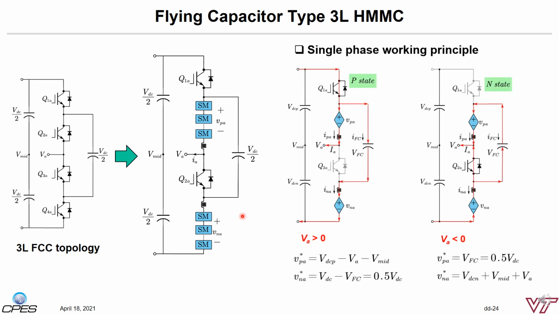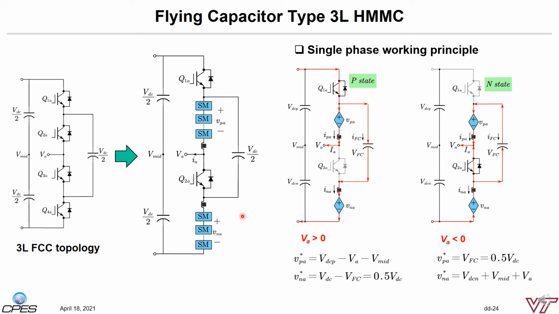We can still call them the upper arm and the lower arm. Similarly, when we deliver a positive AC voltage, we turn on Q1 and turn off Q2. Therefore, the upper arm is connected between the positive DC bus and AC terminal. The arm current is the same as the AC phase current. The lower arm is connected in series with the flying capacitor between the positive and the negative DC link. As the lower arm is completely decoupled from the AC side, a circulating current can be allocated to charge or discharge energy in the lower arm.